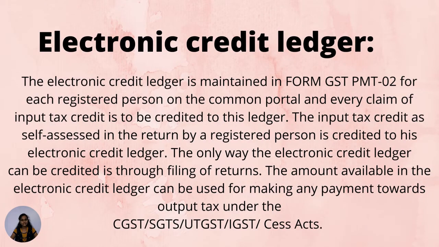Now let's see about the electronic credit ledger. The electronic credit ledger is maintained in form GST PMT 02 for each registered person on the common portal. Every claim of input tax credit is to be credited to this ledger. The input tax credit as self-assessed in the return by a registered person is credited to his electronic credit ledger. The only way the electronic credit ledger can be credited is through filing of returns. The amount available in the electronic credit ledger can be used for making the payment towards output taxes under the CGST, SGST, UTGST, IGST, cess.